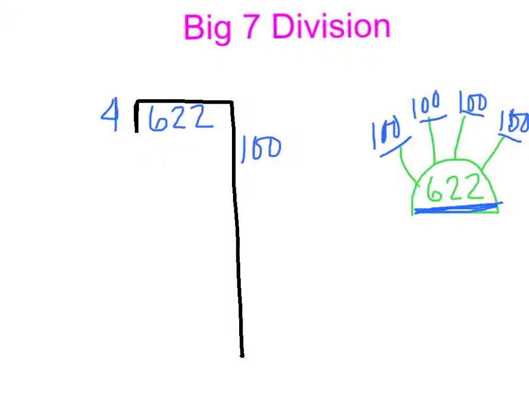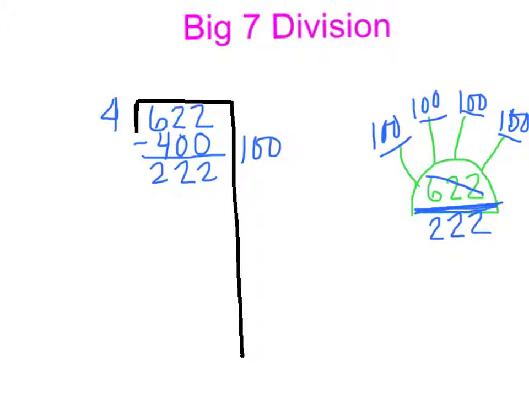It doesn't have to go in perfectly. We're doing partial quotients here. So if I take 622, divide it into 4, I can take 100 and put 100 in each group. After I put 100 in each group, I've given away 400. So I no longer have 622 in my pile. I have 222. I'm going to take that 622 and change it to 222, because I just gave away 400.